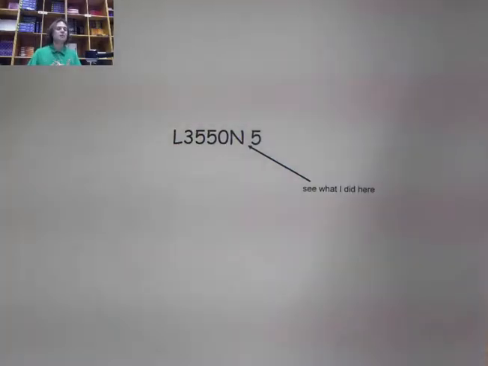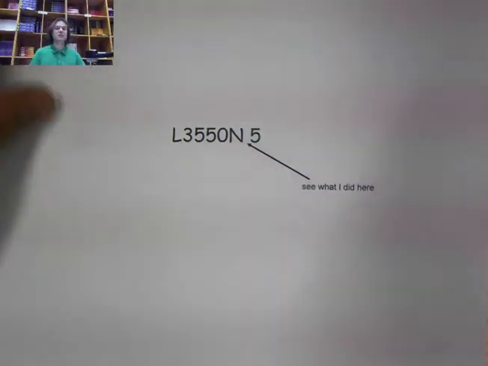So in today's lesson, we're going to combine Lesson 4 and Lesson 3 together. We're going to use our trig laws to help us solve for angles and sides. That's essentially what we're doing.